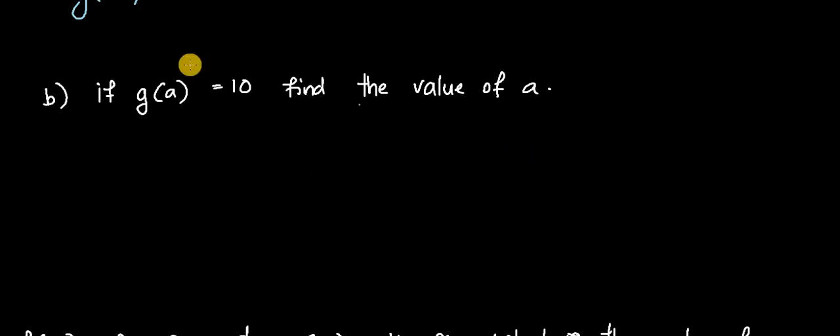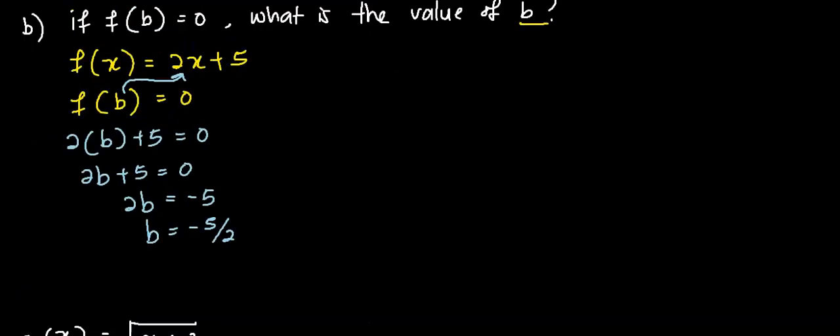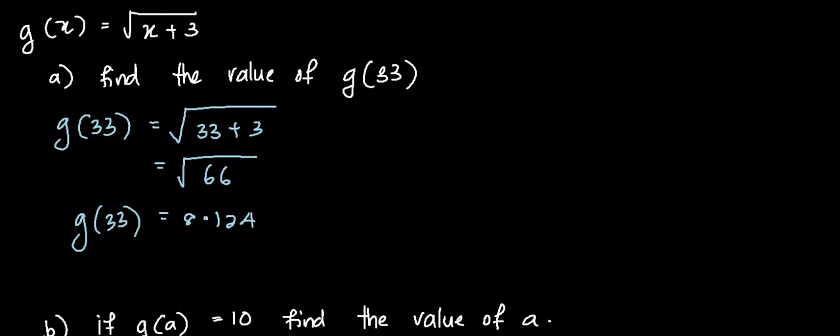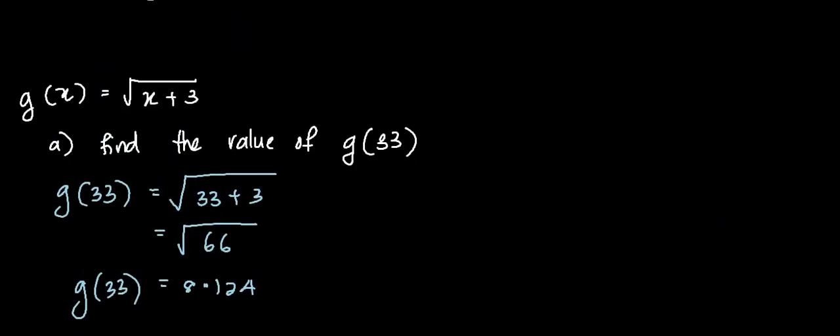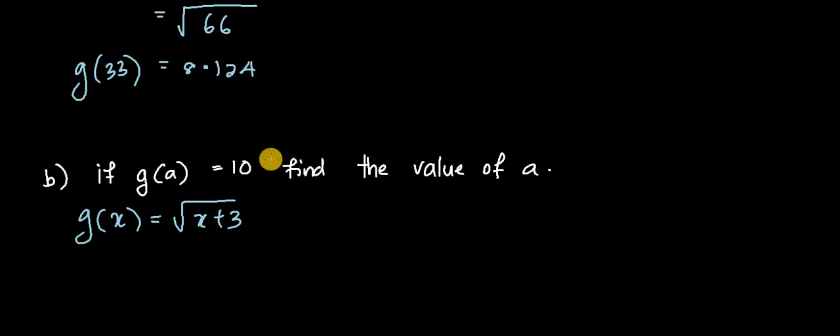Now, for the value of b, if g(a) equals 10, find the value of a. So this is the same question like the ones we did here. I already have g(x) equals square root of x plus 3. The question already gave me that; this is just the continuation of the question above. So if g(a) equals 10, find the value of a. That means this a, I'm going to put inside here, and this equation should equal 10.